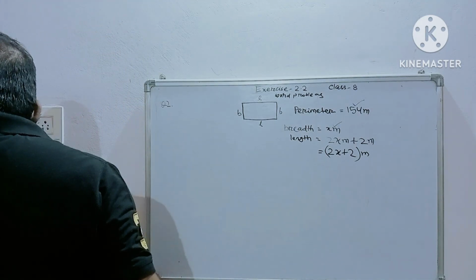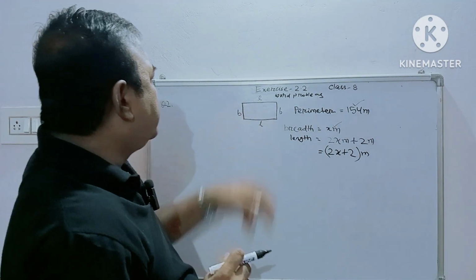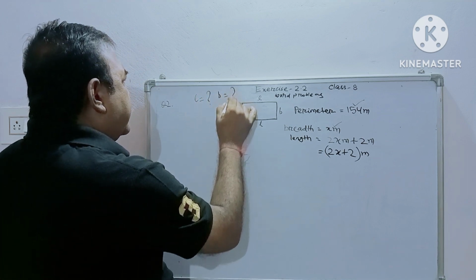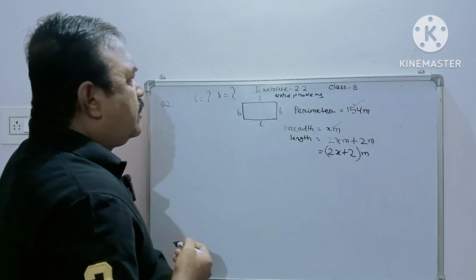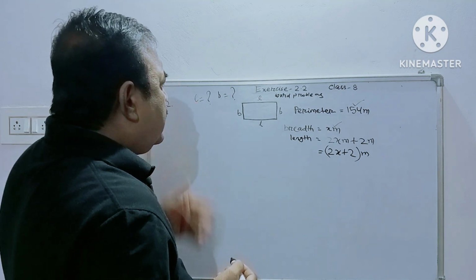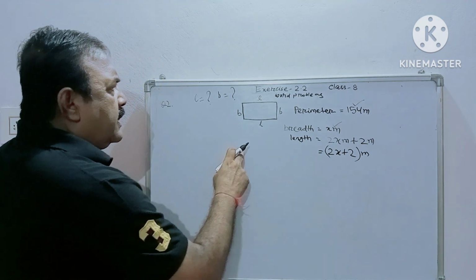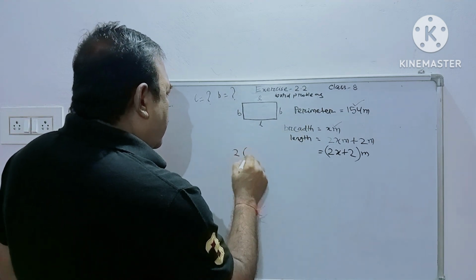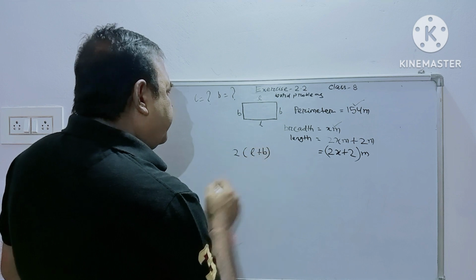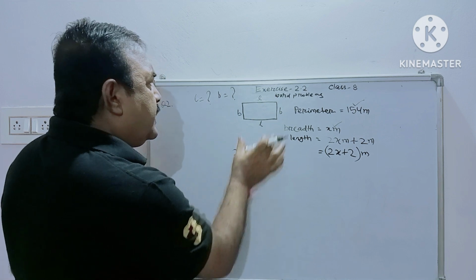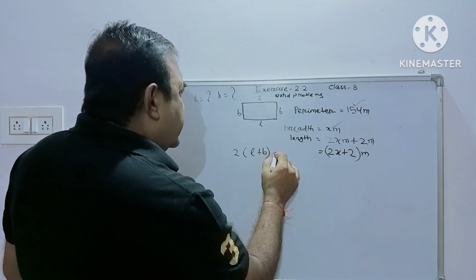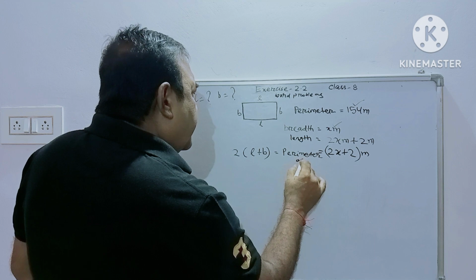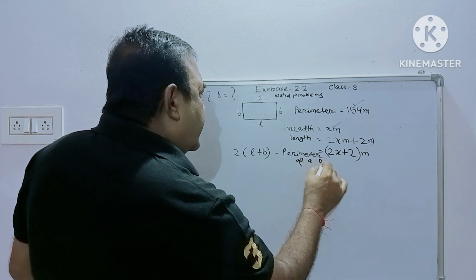So we have to find the length and breadth of the swimming pool. That means what is L and what is B? What is its value? So you see, according to the question, we can develop here: twice the length plus breadth. That is the perimeter of a rectangle. So it is a rectangular swimming pool. That is equal to the perimeter, or not? Perimeter of a rectangular swimming pool.